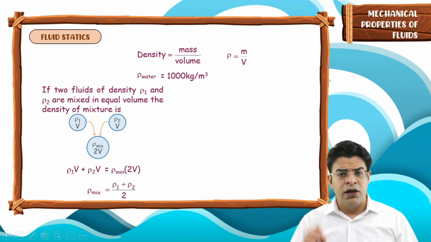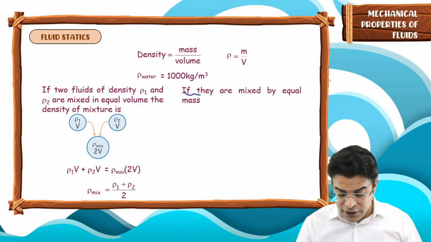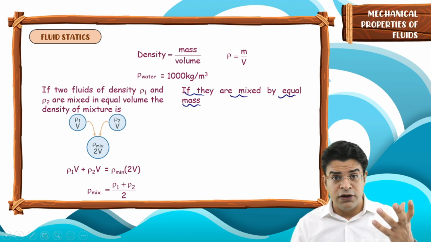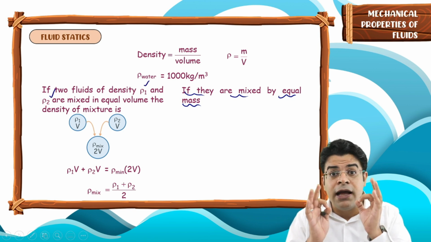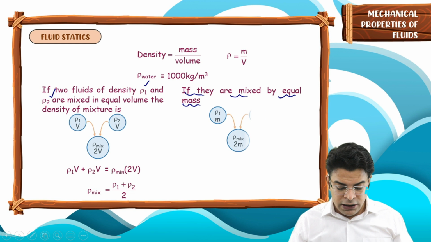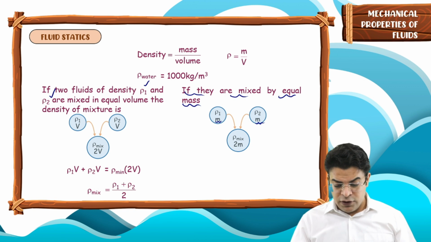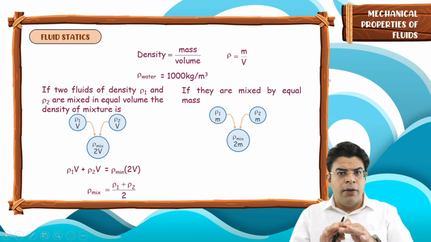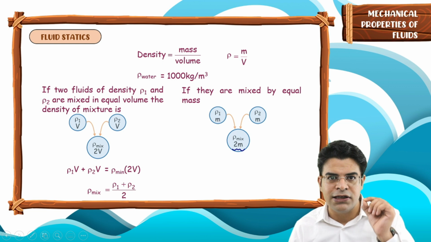Such a simple thing. Now they might ask you the same type of question but this way. They might say, if they are mixed by equal mass, you have got two fluids, the first one of density ρ1, the second one of density ρ2, and you are mixing them, but you are mixing them by equal mass. So you are mixing equal mass of both the fluids. So let's say this is the picture. You have mixed up two fluids of same mass m and m. The first fluid has a density ρ1, the second fluid has a density ρ2. When you mix them up, the overall mass of the mixture will be 2m. And your mission is to find the density of this mixture.